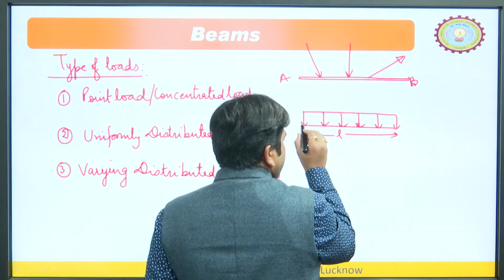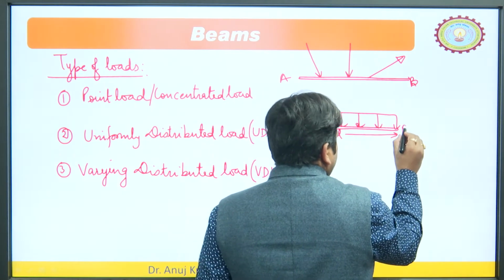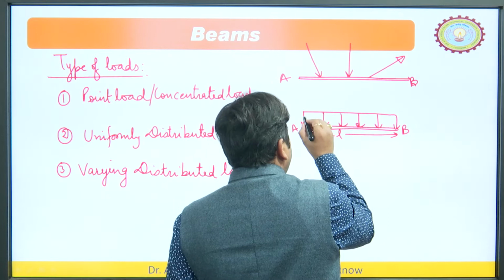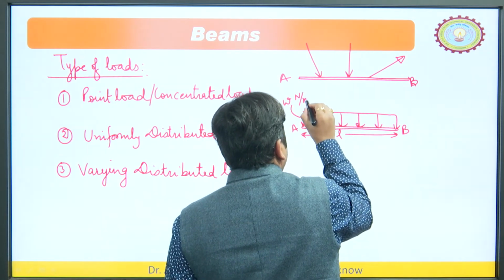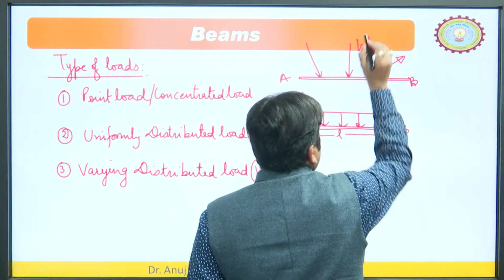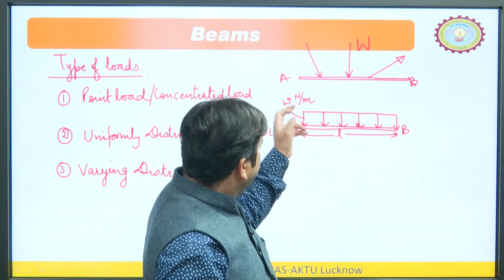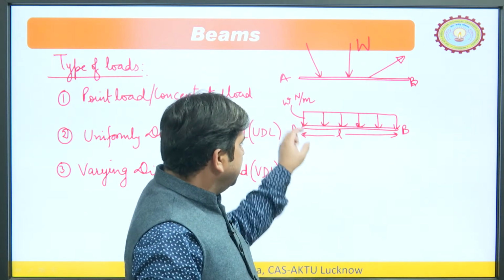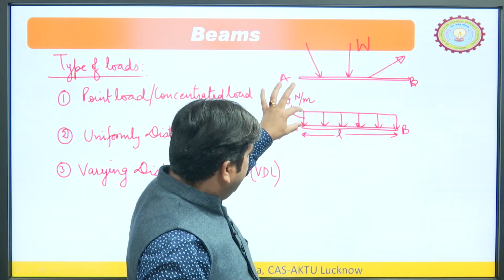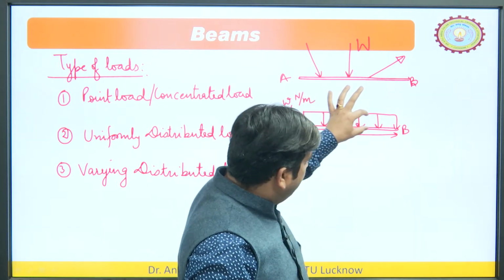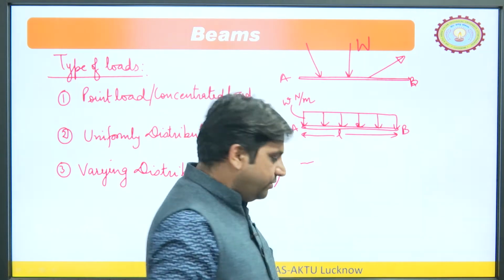So, like this is the beam AB and the length of the beam is L and the intensity of this is small w Newton per meter. Here you will have capital W. So, this is the W Newton, that is the load itself, but here what you will see is Newton per meter. This is the intensity which is w Newton per meter at the point A and it will remain constant throughout its length and at end B also the same. So, this is the uniformly distributed load.